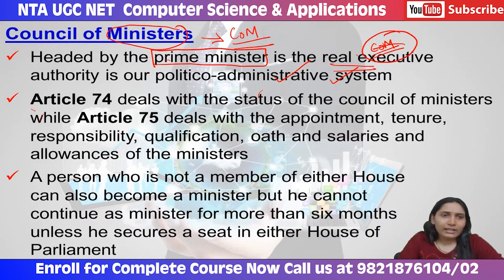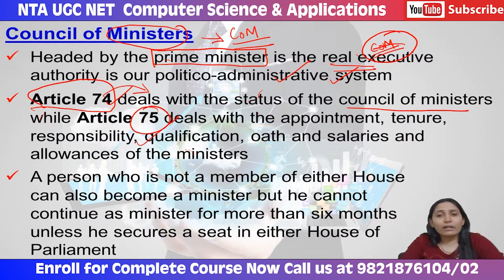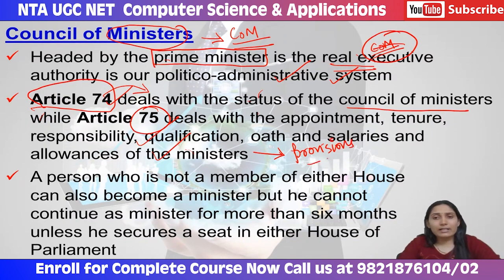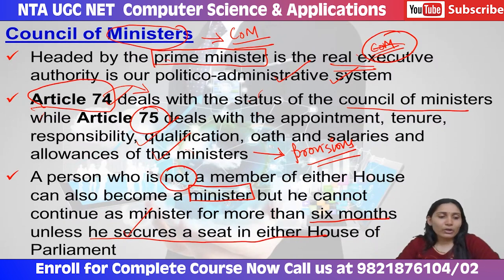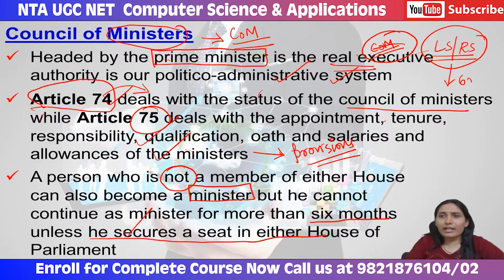Okay. Now, Article 74 deals with the status of the Council of Ministers, whereas Article 75 deals with the appointment, tenure, responsibility, qualification, oath, salaries and allowances of the ministers. A person who is not a member of either house of the parliament can also become a minister, but he cannot continue as a minister for more than 6 months unless he secures a seat in either house of the parliament. So even if a person is not a member of Lok Sabha or Rajya Sabha, he or she can become a minister, but within 6 months, he or she has to get the membership.